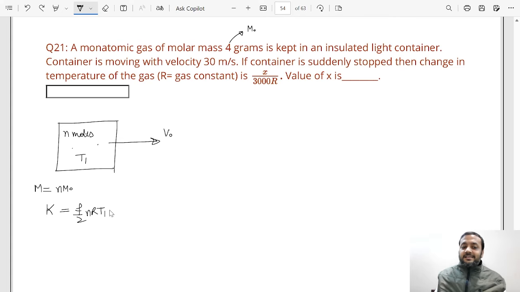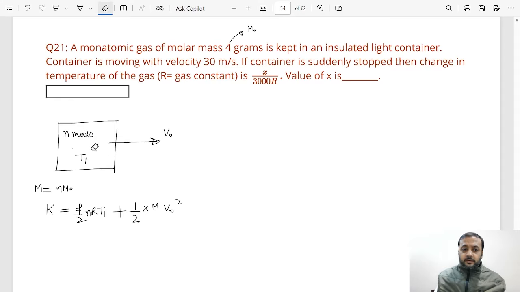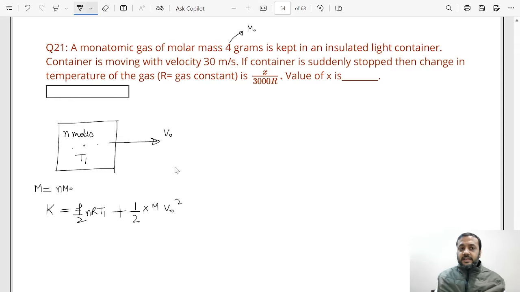But this kinetic energy is in the container frame. That means if the container was not moving, this would be it, but because of the motion of the container, the center of mass of the gas is also moving at the speed v0. So you will also add the kinetic energy half into the total mass of the gas into v0 square. So this is the total kinetic energy of the gas. The first part is because of the Brownian motion, the zigzag motion in the container frame, plus the motion due to the container, because the container is moving in the forward direction, the center of mass of the gas will also be moving.